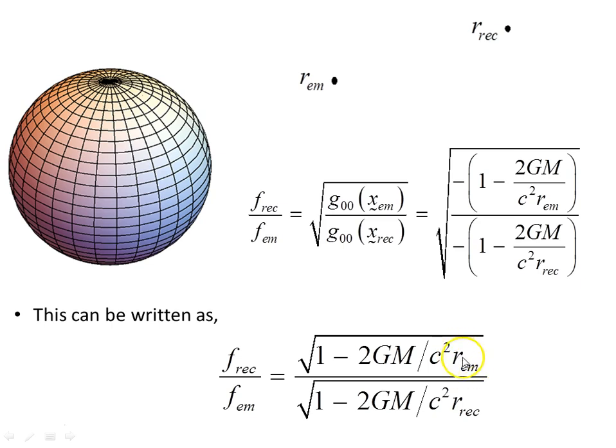Now this distance here is less than this distance here, as you can see from the diagram. And so the frequency here is going to be smaller here. The frequency here will be greater than the frequency here. So f received will be larger than, smaller than f emitted at r emitted. Let me get that bit mixed up.